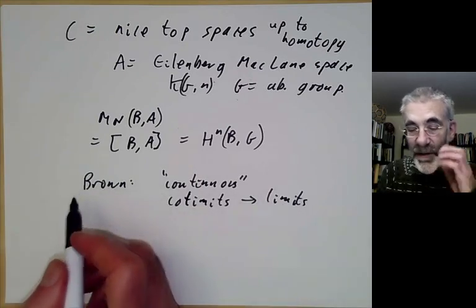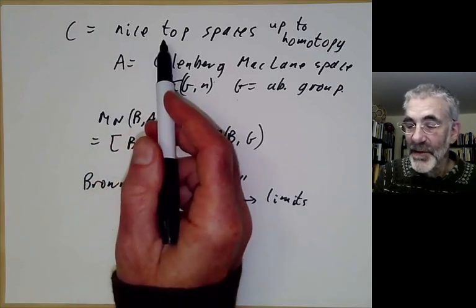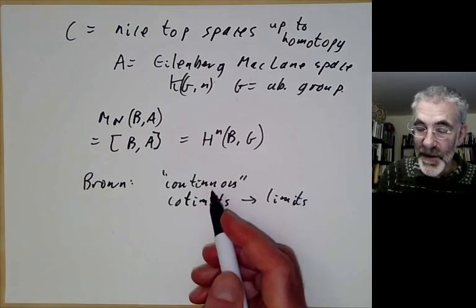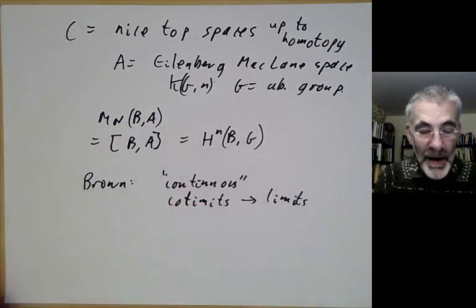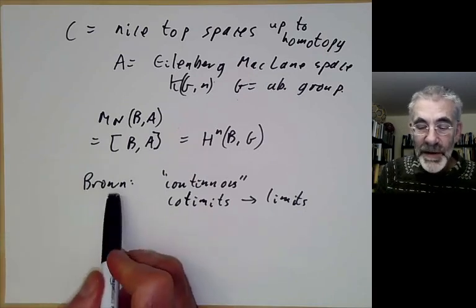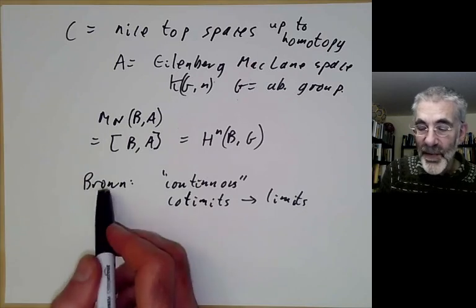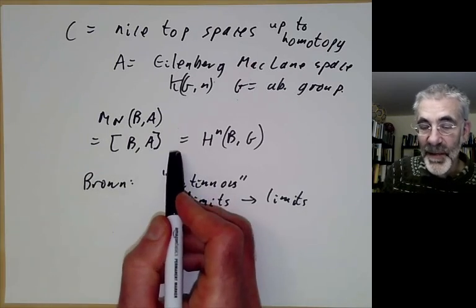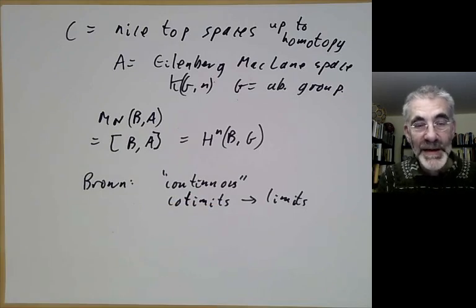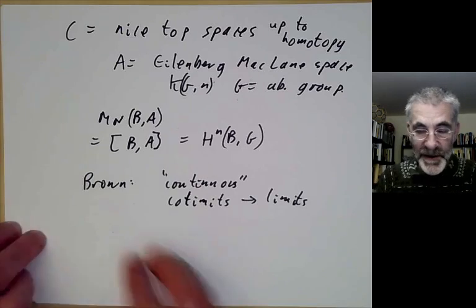So you can easily check that a representable functor has that property. And Brown showed the converse is almost true, that any reasonable functor with this property is in fact representable. And this is used quite a lot in algebraic topology. For example, you could take your functor to be some sort of generalized cohomology theory, and then Brown's theorem shows that it is represented by something. And algebraic topologists spend a lot of time trying to figure out exactly what spaces represent various cohomology theories.